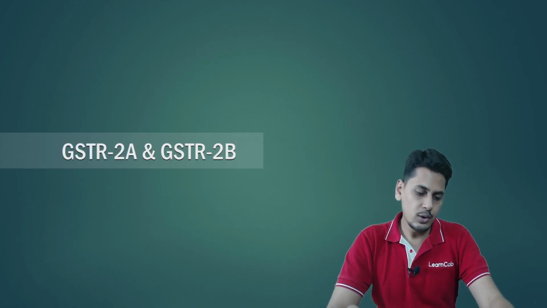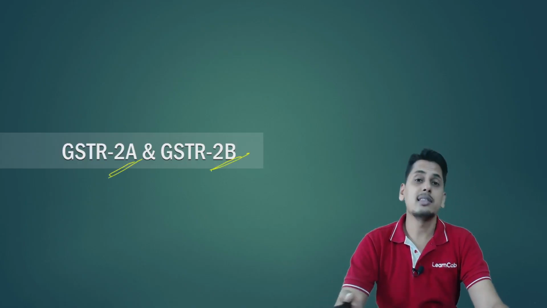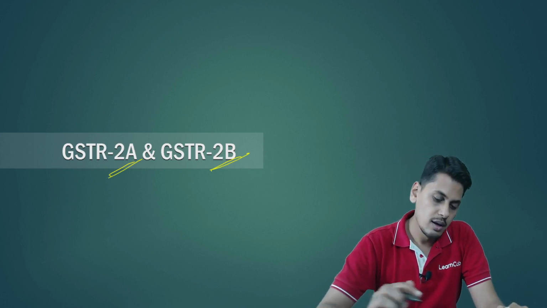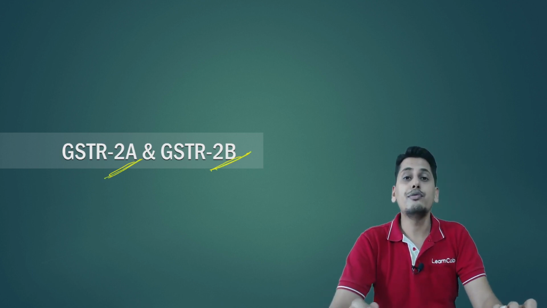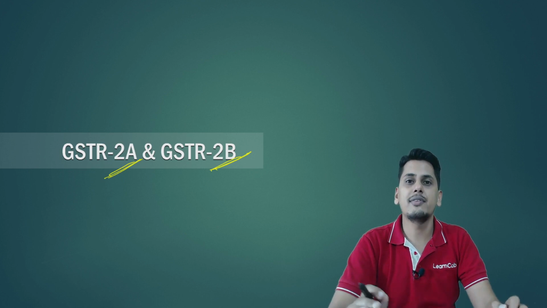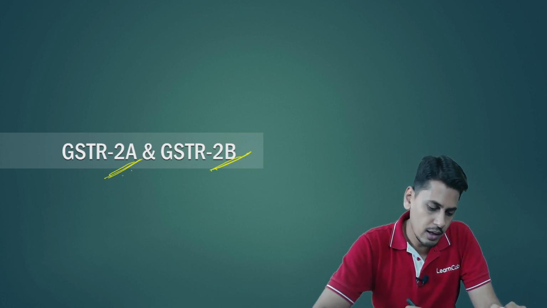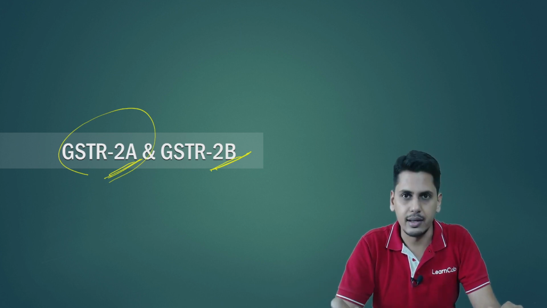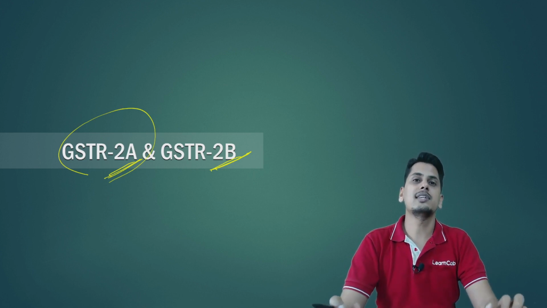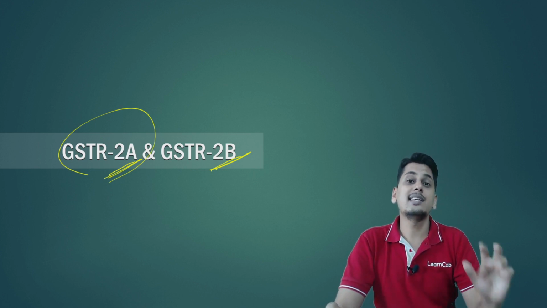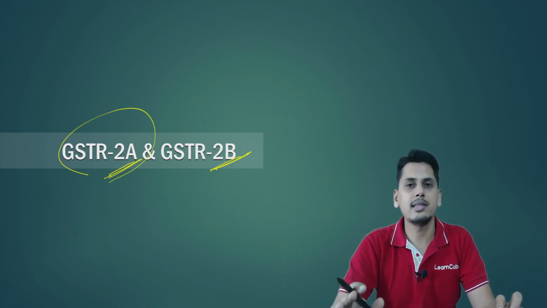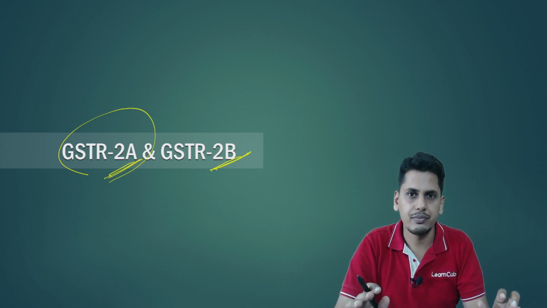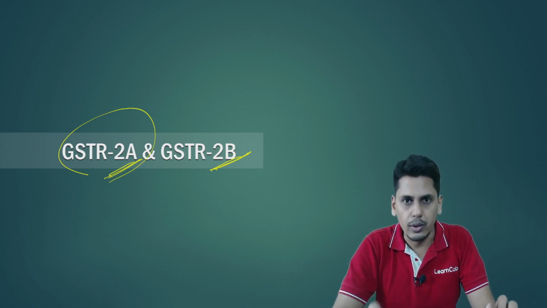Friends, GSTR-2A and GSTR-2B. Friends, the basics of 2A and 2B we have already discussed along with 36 sub-rule 4. Now friends, before going into details of 2A and 2B, let us first revise whatever we have discussed so far. Now friends, what is GSTR-2A? GSTR-2A is a result of GSTR-1 being filed, which means that GSTR-1 is the input and GSTR-2A is the output. Whatever the details of outward supplies which are furnished by my suppliers would appear in GSTR-2A.